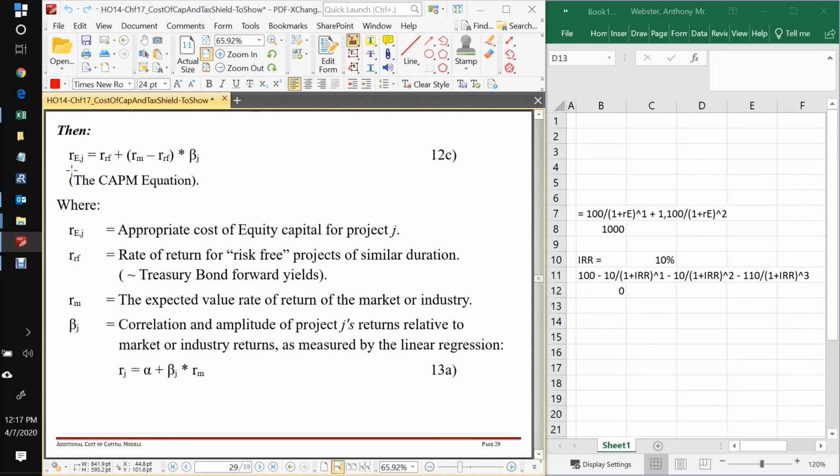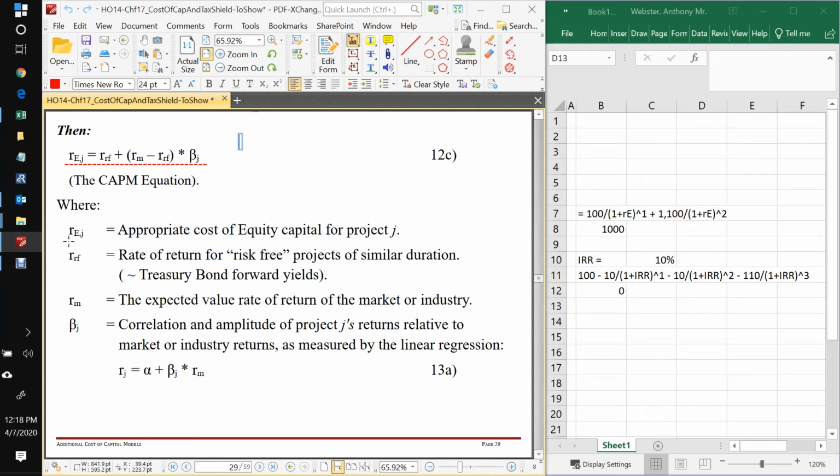And given all that, then we say that the opportunity cost of capital for this project J, which is typically going to be buying shares in this company, to owners, not to debt holders, but to shareholders, is equal to our risk-free rate plus the difference between our market rate and our risk-free rate times this thing called beta. And this is the same beta we have looked at in previous chapters. So this equation is called the CAPM equation. Happily, it's pretty simple.